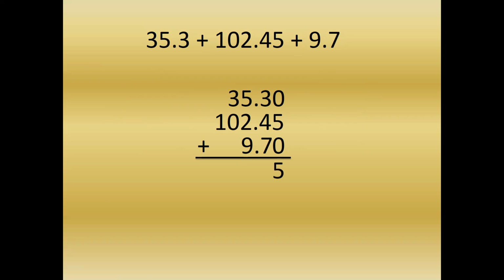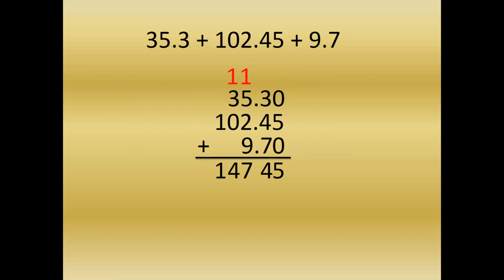3 plus 4 is 7, plus 7 is 14, so the 4 goes at the bottom, the 1 goes above the 5. 5 plus 2 is 7, plus 9 is 16, plus 1 is 17, so 7 at the bottom and 1 above the 3. 1 plus 3 is 4, and then we have 1 plus nothing is 1.